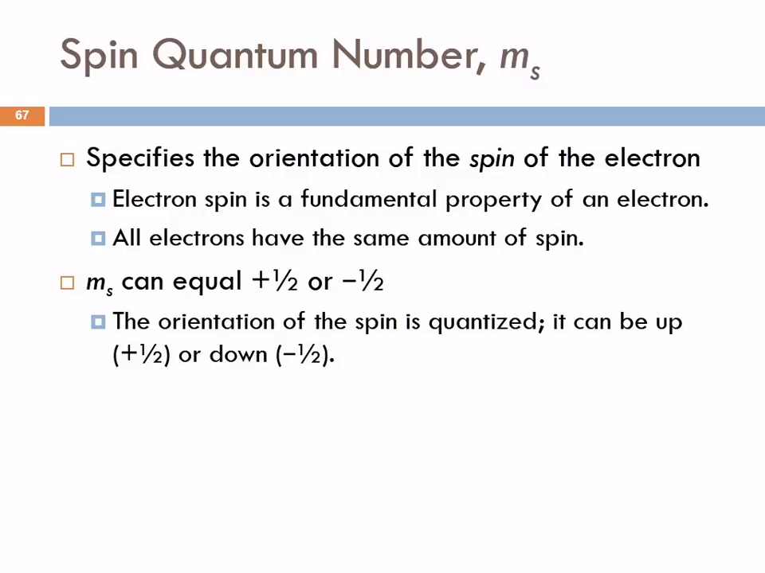And then the spin quantum number. This specifies the orientation of the spin. Electron spin is a fundamental property.